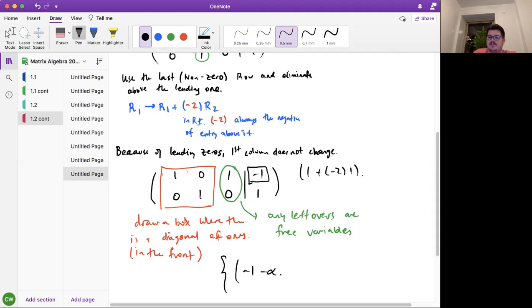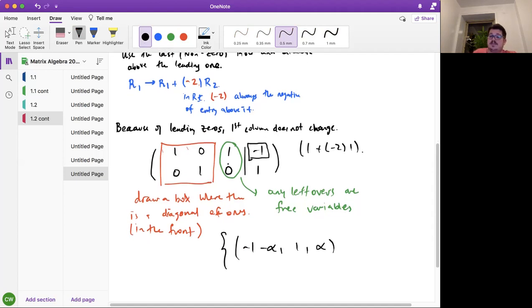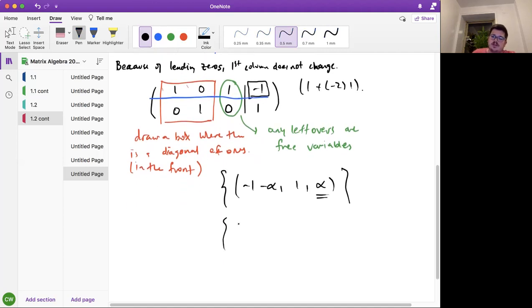So the idea is that you can automatically make a solution: if you just solve for it, you get -1 minus alpha, 1, alpha. So this leftover is free, and we're solving for this first row. You can see your free variables very easily when it's in reduced row echelon form. Okay, so this was our solution from last time, or we did it a different way. If we let this be the free variable, it would have been alpha, 1, and then -1 minus alpha.